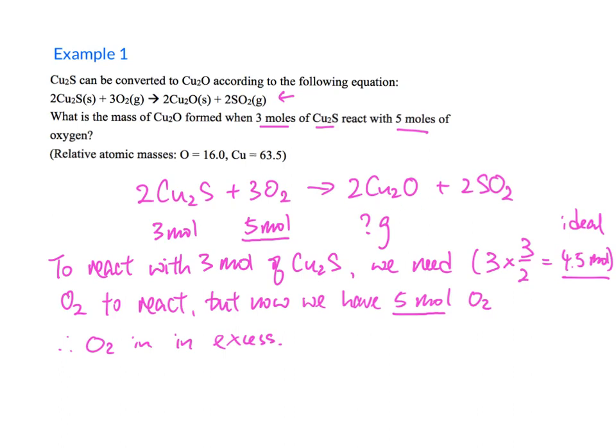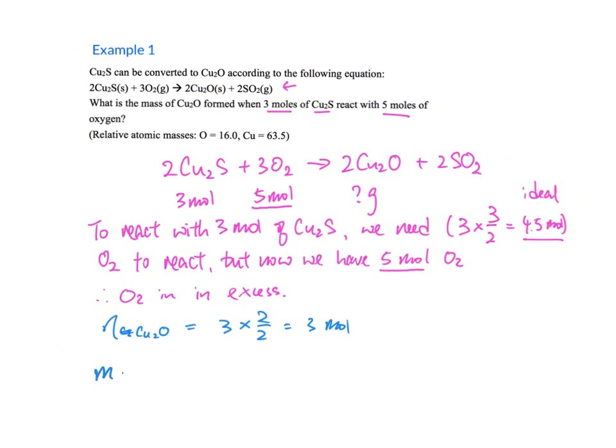Next, the number of moles of Cu2O will be 3 mole divided by 2 times 2, and you find this one will be 3 mole. And then the mass of Cu2O will be 3 times (63.5 times 2 plus 16). The answer for this one should be 429 gram.